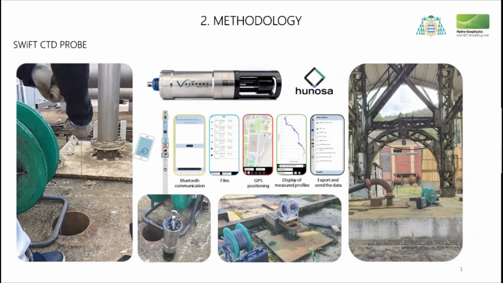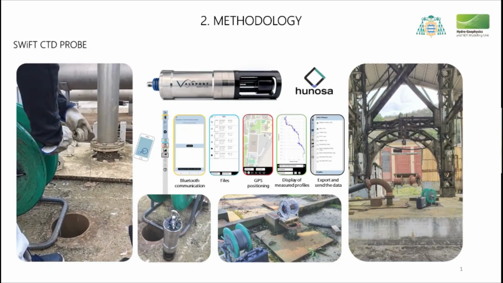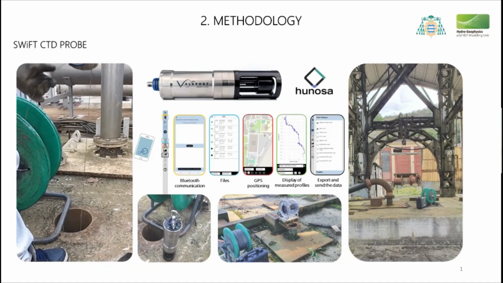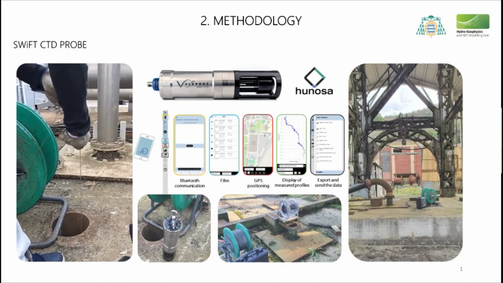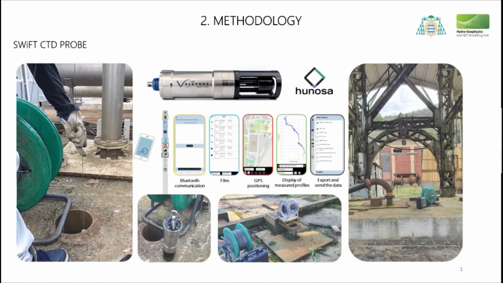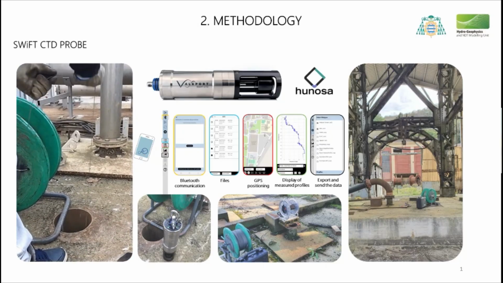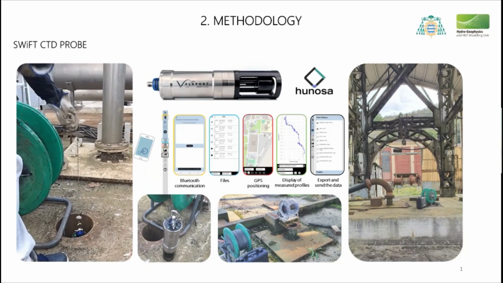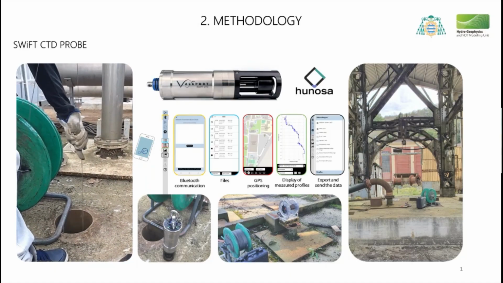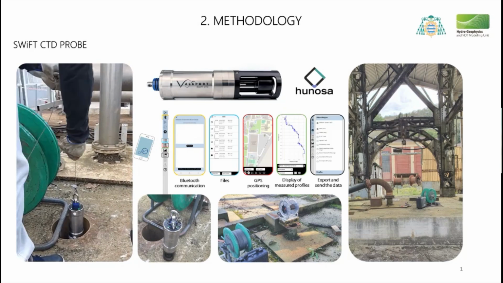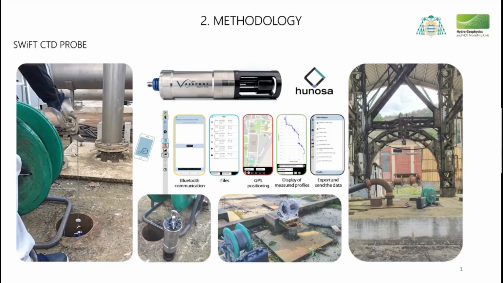Here in this slide, we can see the probe that we use to make the profiles. We use a SWIFT CTD probe. This device is lowered along the mine shafts to obtain continuous vertical profiles. It measures pressure, temperature, and electrical conductivity. The probe is connected via Bluetooth to a mobile device, which allows real-time visualization and data storage. This setup enables us to characterize the vertical structure of the water column in these flooded systems.